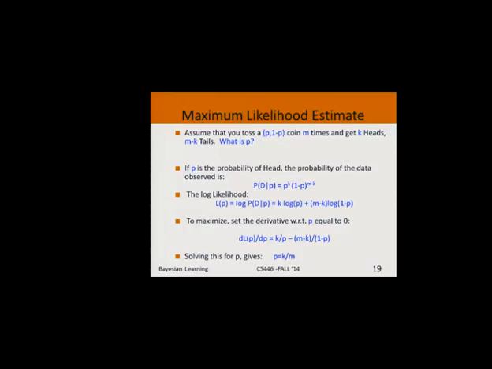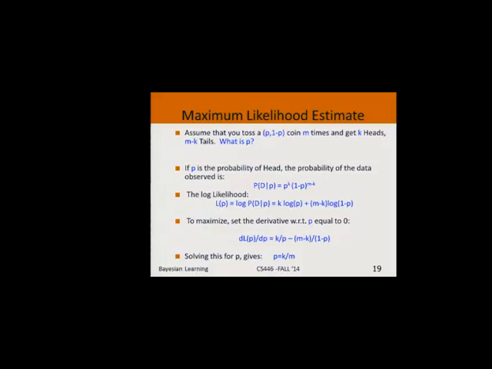Now I want to maximize this as a function of P. In order to do it, it's easier to work with the log likelihood. But we know that the value of P that maximizes this is going to also maximize the log of this, right? So I can take the log. I get K log P plus M minus K log 1 minus P. And I want to maximize this. To maximize this, I'm going to compute the derivative with respect to P, which is K over P minus M minus K over 1 minus P. And I want to ask, when is this equal to 0? When it's equal to 0 and you solve for P, you'll get K over M. So magically, your intuition was correct. But why was your intuition correct?